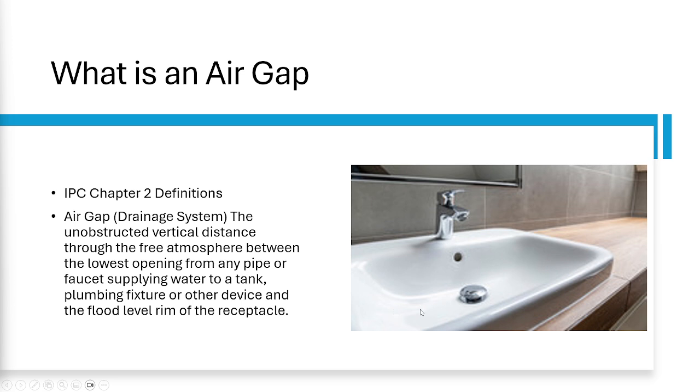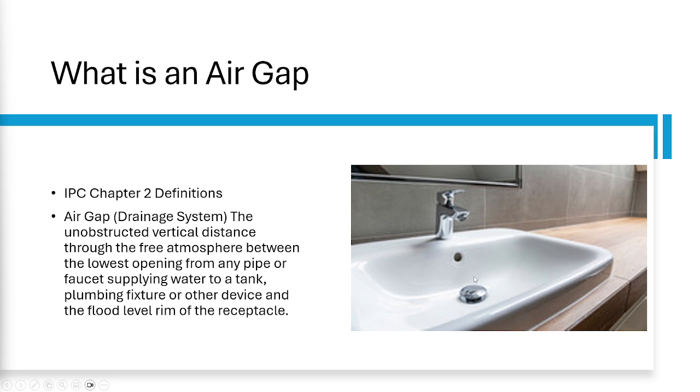What is the flood level rim? Well, it's right here on the edge where my mouse is pointing. We see there's a drain at the bottom. There's an overflow, but if that backs up, what's the water going to do? It's going to come right out and pour over the side. That's the flood level rim. The faucet, where the water discharges from the pipe, will always be above that flood level rim.